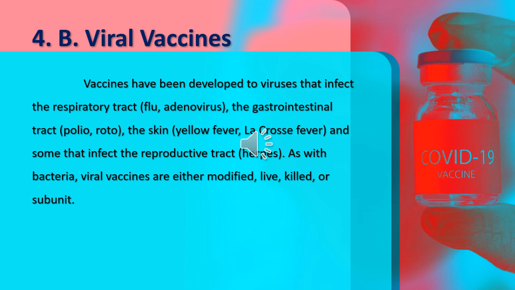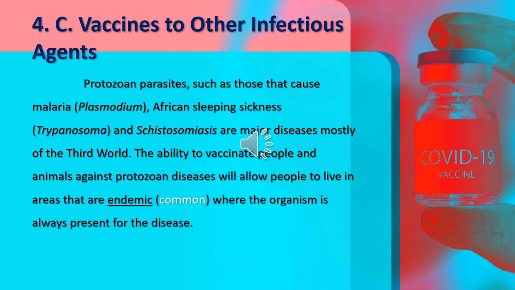As with bacteria, viral vaccines are either modified live, killed, or subunit. Vaccines to other infectious agents. Protozoan parasites such as those that cause malaria, like Plasmodium, African sleeping sickness, like Trypanosoma, and schistosomiasis are major diseases mostly of the third world. The ability to vaccinate people and animals against protozoan diseases will allow people to live in areas that are endemic, where the organism is always present for the disease.